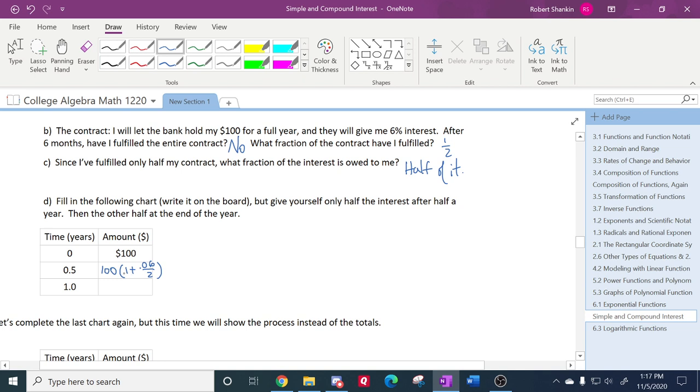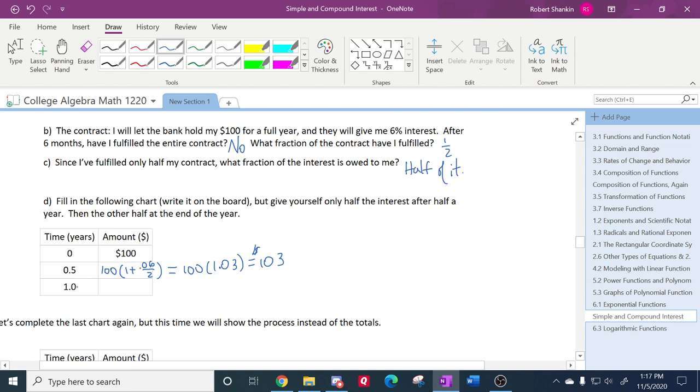So notice I'm not dividing the 1 by 2. I'm not cutting my principal in half. I'm just cutting the interest portion in half. And this is 100 times 1.03. Move the decimal 2 places to the right. It's $103. So at the halfway point, we have $103.